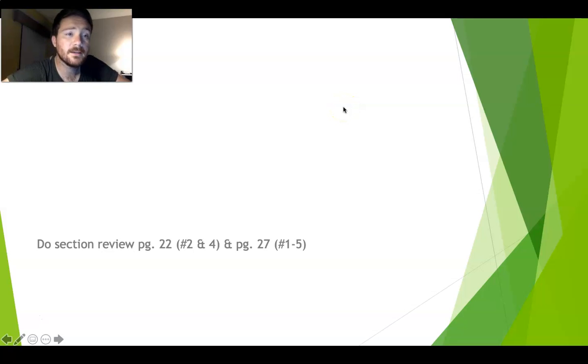You do have some homework tonight, and in order to avoid giving you too much, particularly while I'm away, we are going to combine both Section Review 2.1 and Section Review 2.2 into just one assignment where I give you certain questions: Section Review 2.1, page 22, numbers 2 and 4. Section Review 2.2, page 27, numbers 1 through 5.